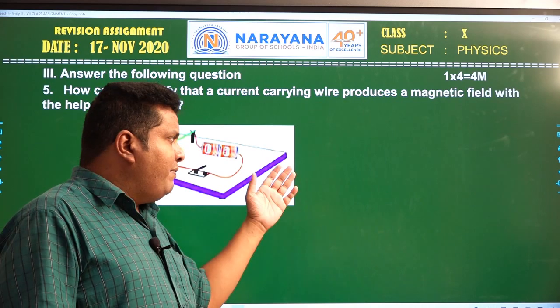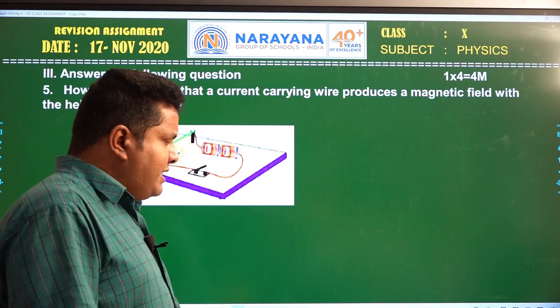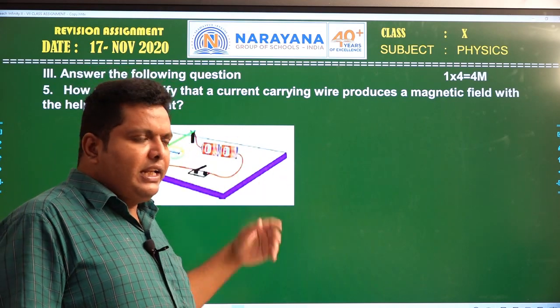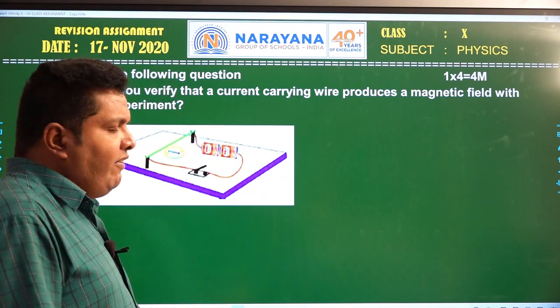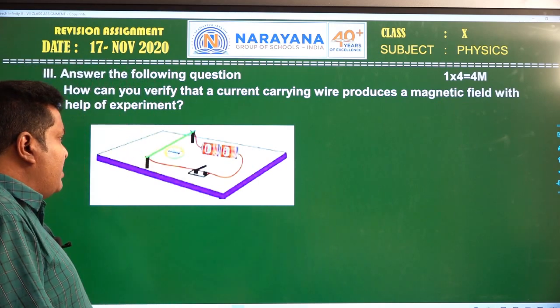This can be conducted by Oersted. This is also called the Oersted experiment. Oersted first conducted this experiment. Every current carrying wire will produce a magnetic field. Now let us see how the current carrying wire will produce the magnetic field.